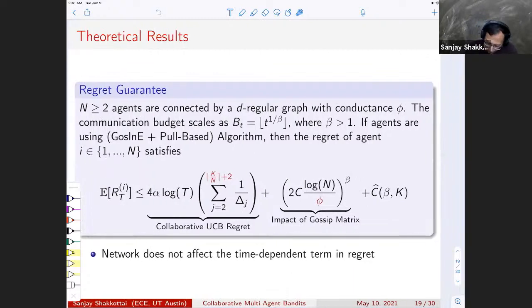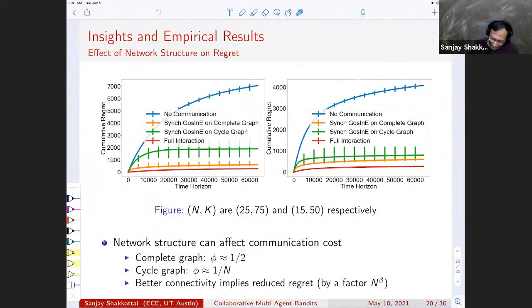So let's look at some plots here. Again, I want to look at the complete graph versus a ring, a cycle graph. And in this case, I think the beta is 3 in these plots. You can see that if you have full interaction, the baseline for this would be complete sample sharing. It's just a single mega agent which can play coordinated across them. The red line is this mega fully coordinated agent, no communication constraints at all. This blue is the other extreme where a single agent is doing exploration on its own. There is no collaboration at all.